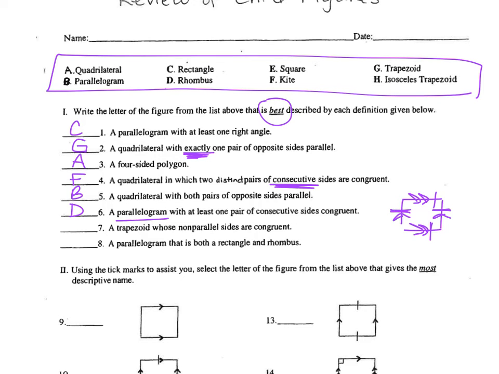The isosceles trapezoid, right? That's H. And then a parallelogram that's both a rectangle and a rhombus. That's a square, okay? So square for that one.